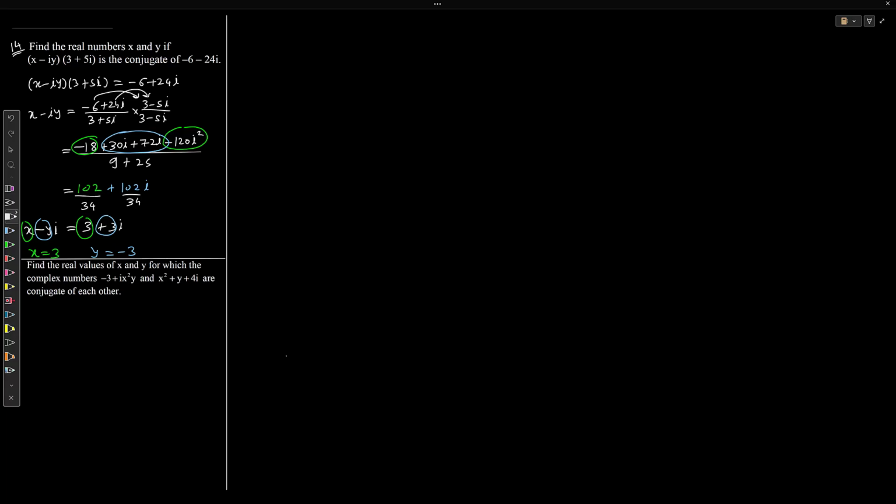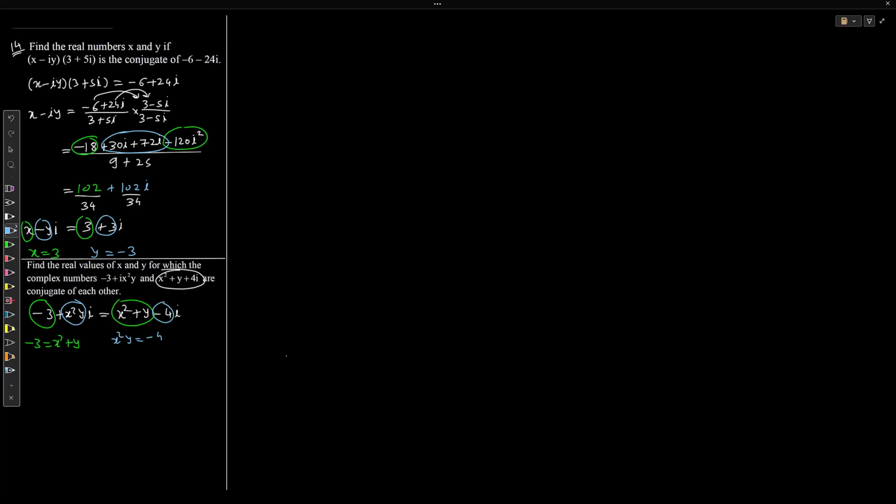We have to find value of x and y where minus 3 plus x square yi is conjugate of this. That means x square plus y minus 4. Okay, conjugate of each other. Now our next step is compare real parts. We will get minus 3 is equal to x square plus y, and by comparing imaginary part we will get x square y is equal to minus 4. Now solve these two equations.